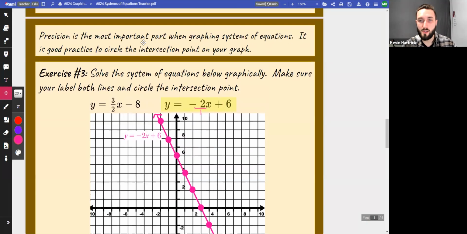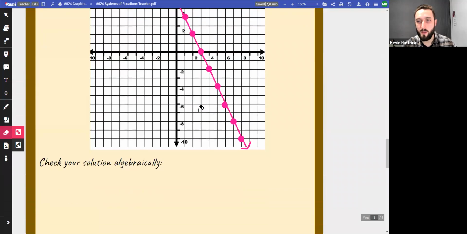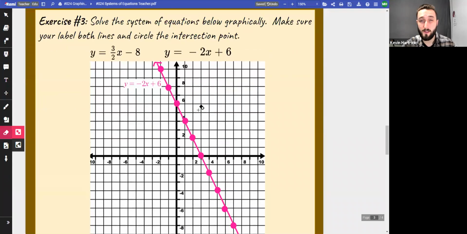Okay, so you guys are going to finish this up for me. You're going to work on y equals 3 halves x minus 8. Remember, you're going to start at negative 8. You're going to go up 3, right 2. Okay, so starting down here, up 3, right 2, your solution should probably be here somewhere. Make sure you circle that solution, label it, label your line. Okay, and then I will see you in the next video.